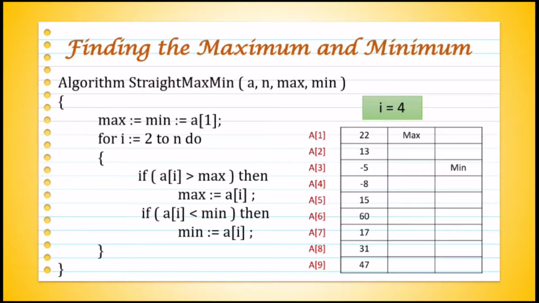Next if statement is a of i is less than min. So a of i is what? A of 4. The value which is stored is minus 8. So minus 8 is less than minus 5. Yes, the condition is true. That means the value of min will be changed. So minus 8 will be initialized to min. So the new value of min will be minus 8.